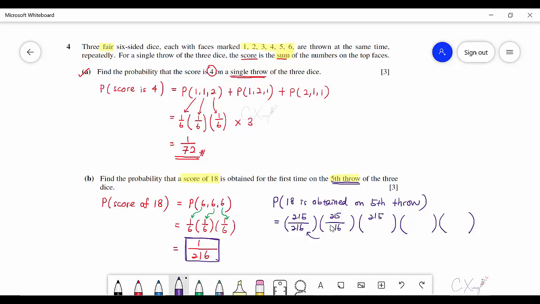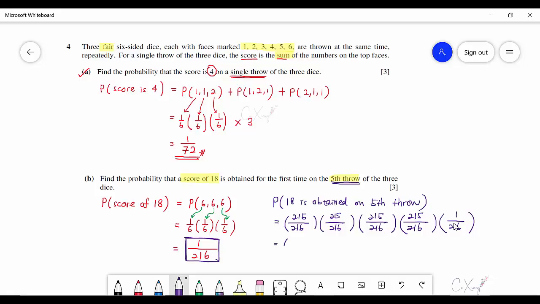Same thing happened for the third one and also the fourth. And then on the fifth throw, you get the 18, so it will be 1 over 216. So please take note that when you see this kind of formula, the steps, generally it is part of geometric distribution. That means you throw until the sum of 18 is obtained, something like this.